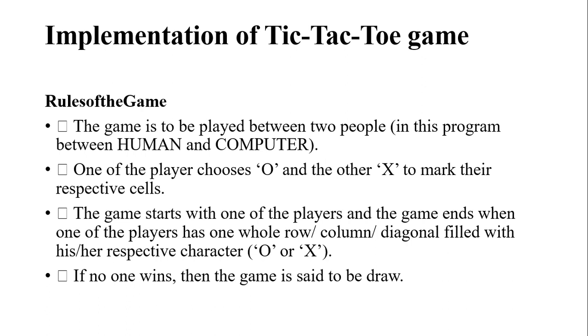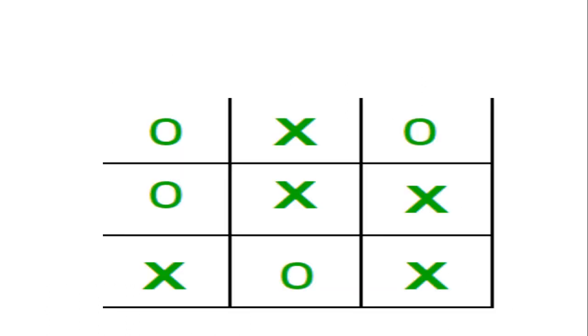In childhood we have played this game, that is 0 X X 0. In this the game is a draw because the 0 or X characters don't meet in any vertical, diagonal or row direction. So according to the rule, this game is a draw.